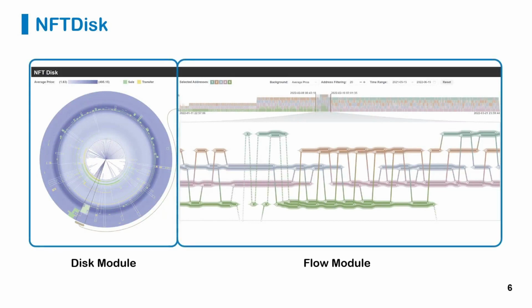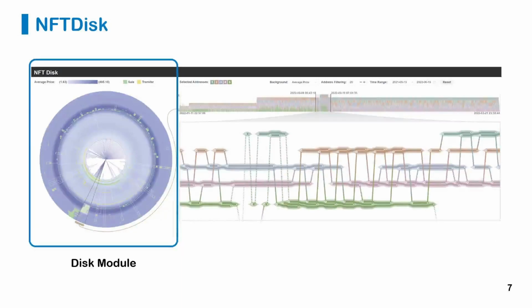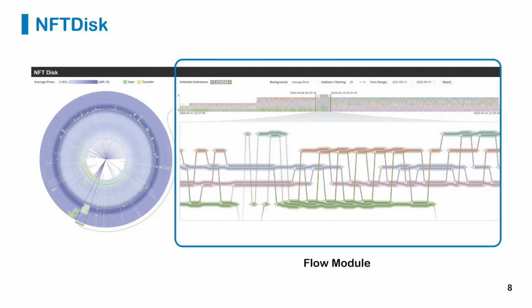NFTDisk contains two visualization modules, the disk module and the flow module. The disk module is a radial visualization with a disk metaphor to provide a quick overview of NFT transactions over time to help users recognize suspicious address groups. The flow module is a flow-based design to visualize NFT flows at multiple levels.